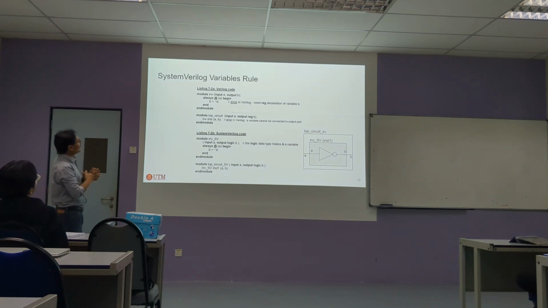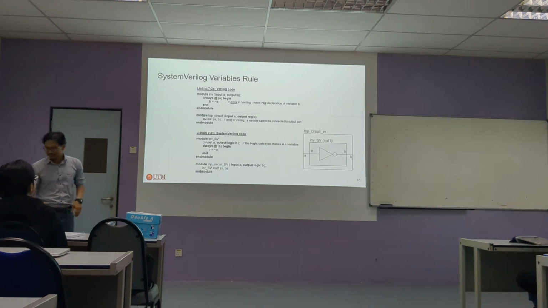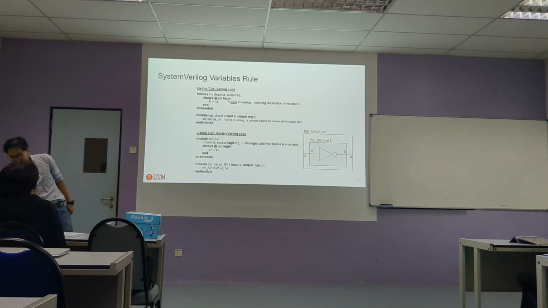Okay, so what is it doing? We have a top circuit. Let's look at the top one first. The top circuit has input A, output is B. Then we instantiate the inverter, with instance connecting A and B to the inverter, and this one will give an error. Why? Because a variable cannot be connected to the output port.